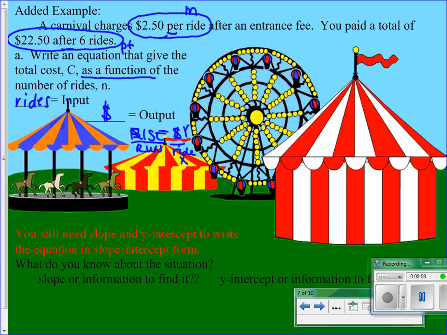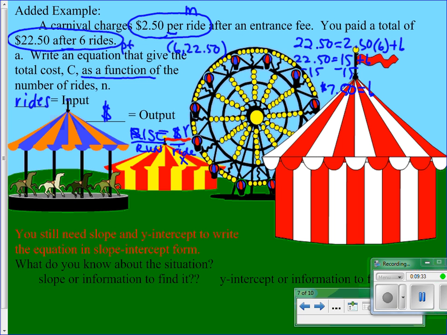So when I do this, my ordered pair is actually 6, 22.50. So I have 22.50 equals 2.50 times 6 plus my b. And all we need to do is solve. So my b is 7.50.